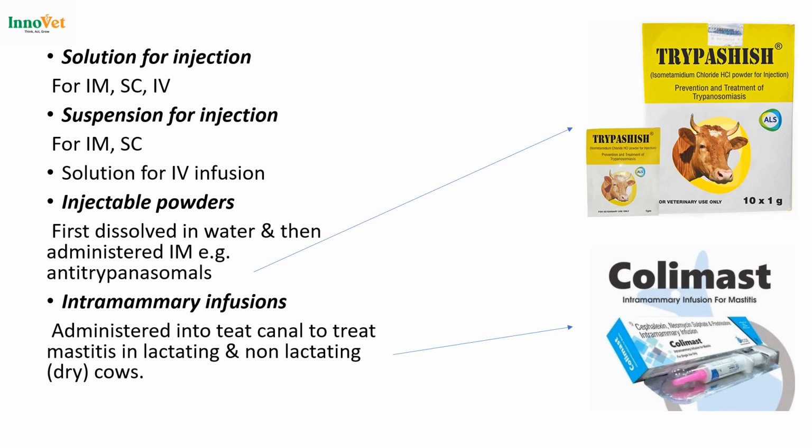Then we have other forms such as injectable powders. So as they are powders, they will be first dissolved in water, and then they can be administered IM. For instance, the antitrypanosomals, just as this Tripashish. Then we can have intramammary infusions. These are administered into the teats to treat mastitis in those non-lactating and lactating animals.